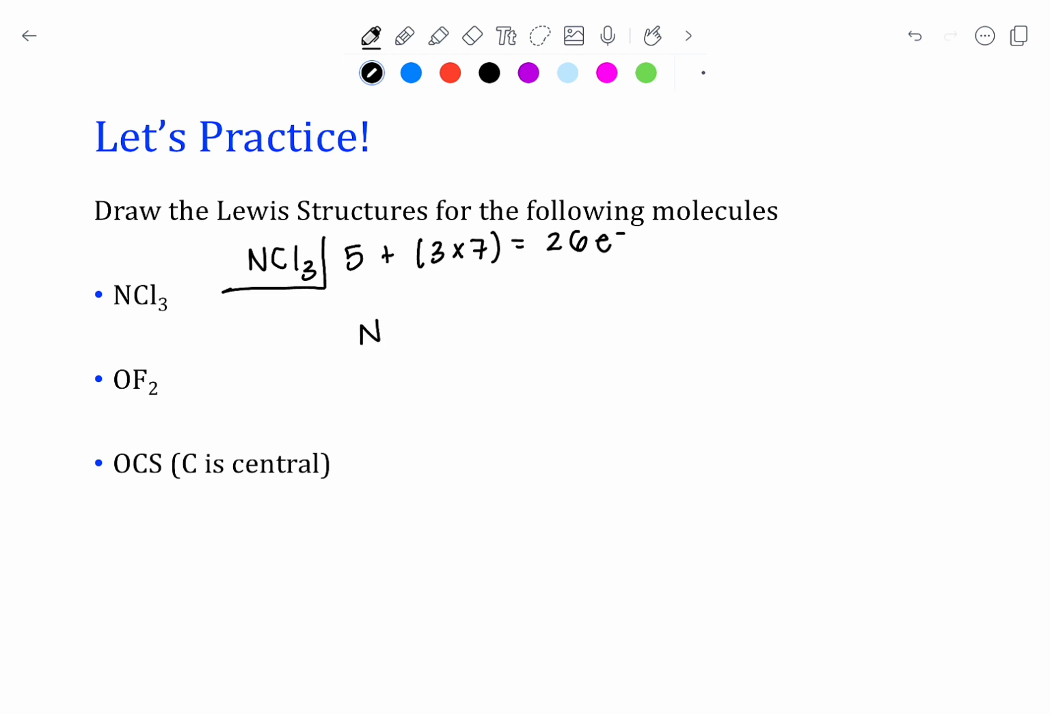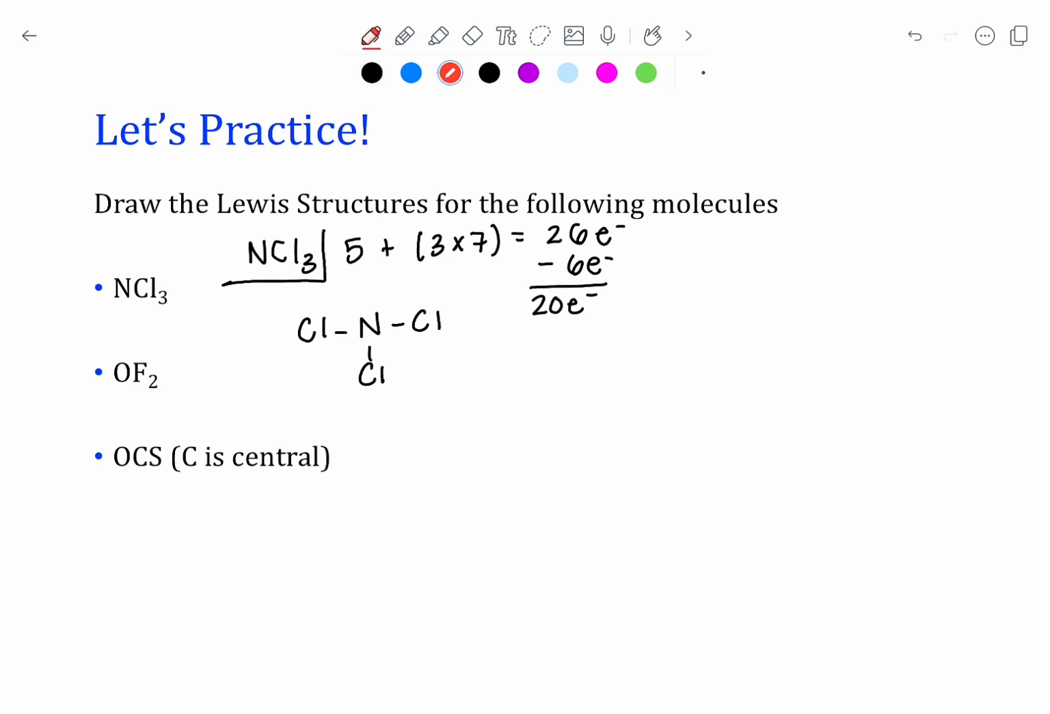Nitrogen is our central atom here, and it's surrounded by chlorines, which we bond to the nitrogen with single bonds. I made 3 bonds, so I used up 6 electrons. Each bond has 2 electrons in it. So in total, I have 20 electrons left. My next step says to complete the octets of my surrounding atoms by placing my excess electrons as lone pairs.